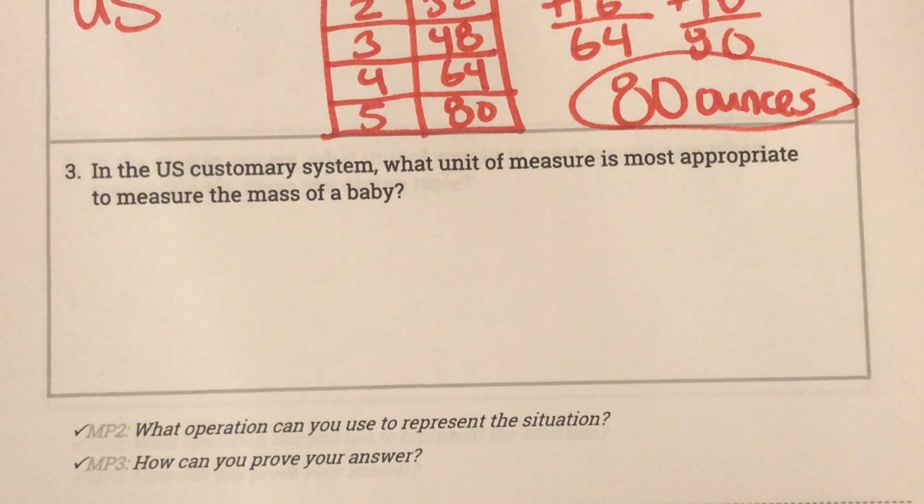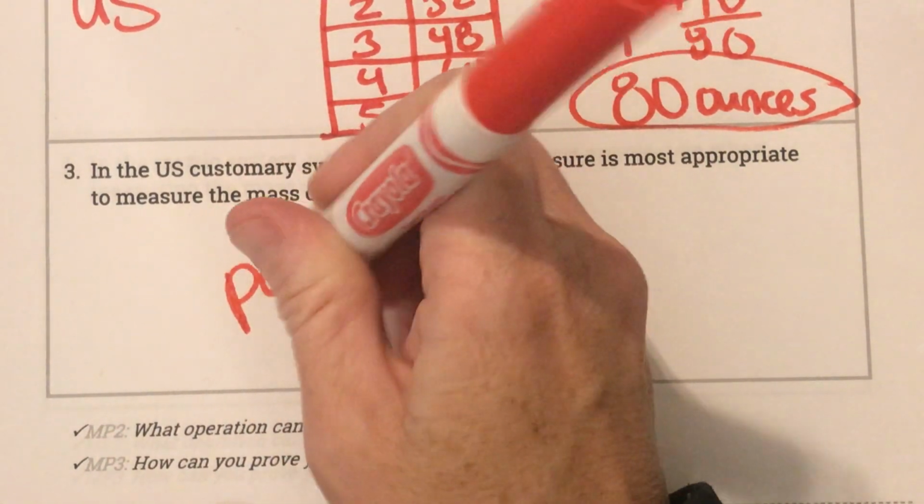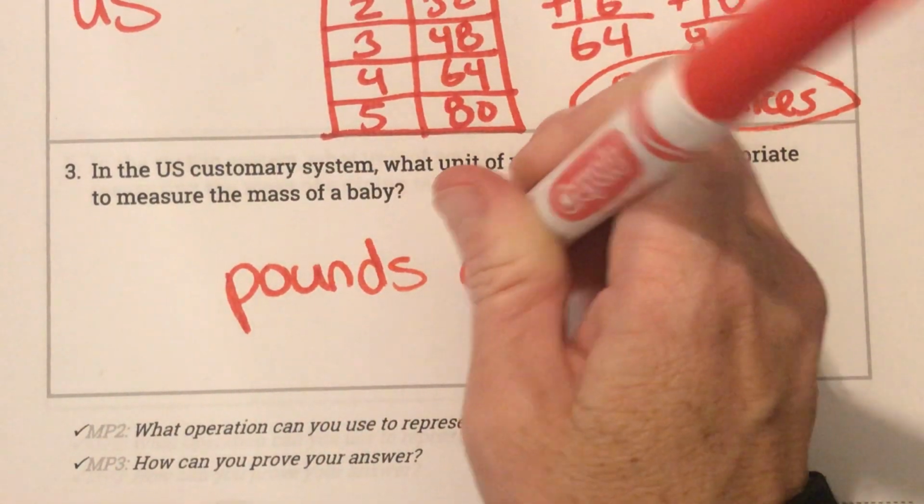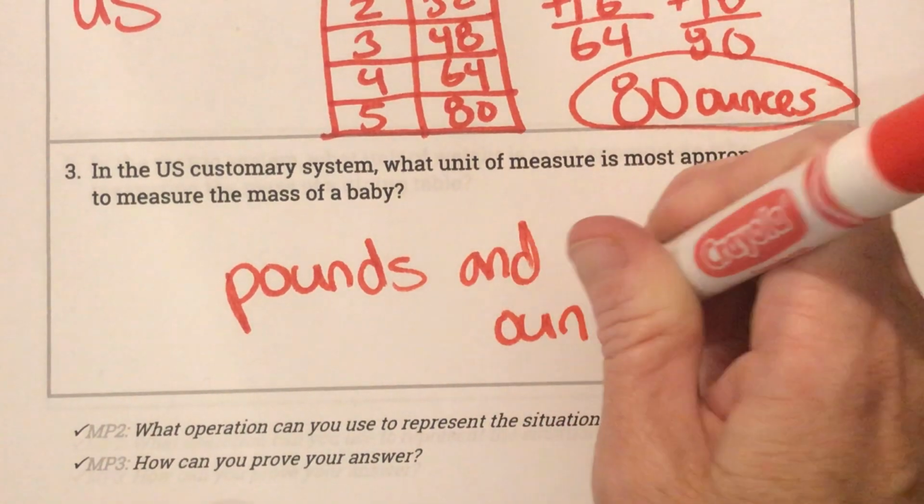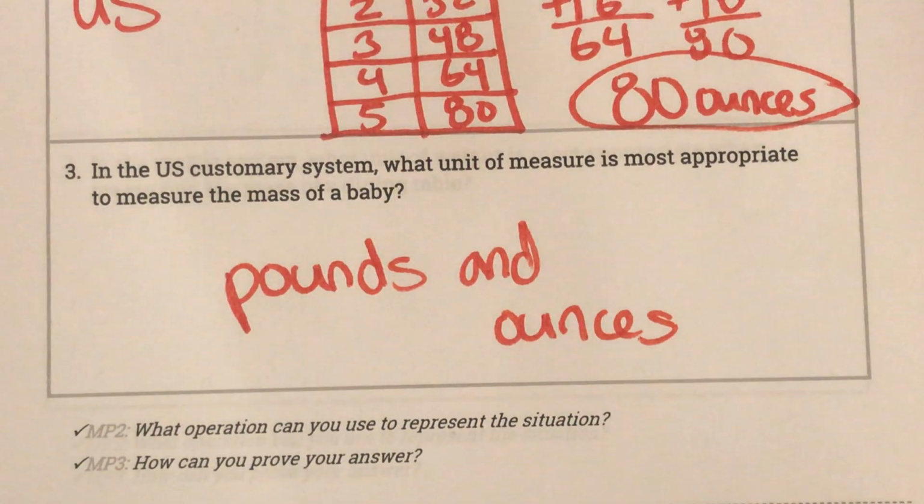Well, I think a baby, this one's a little tricky, because normally if it was a person, we would say pounds. But if you've ever heard them talk about babies, we usually say how many pounds and ounces. So I'm going to actually say it's pounds and ounces. For adults or older kids, we just say how many pounds we weigh. But for babies, they usually say pounds and ounces.